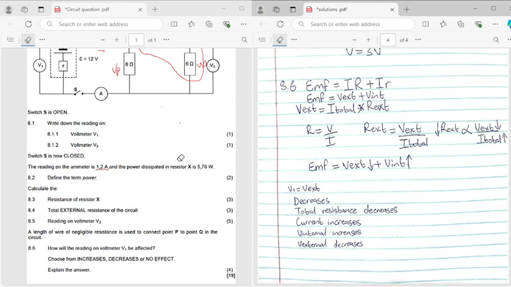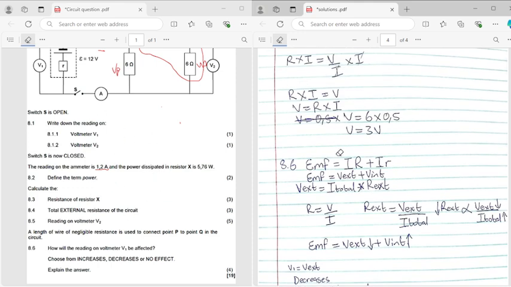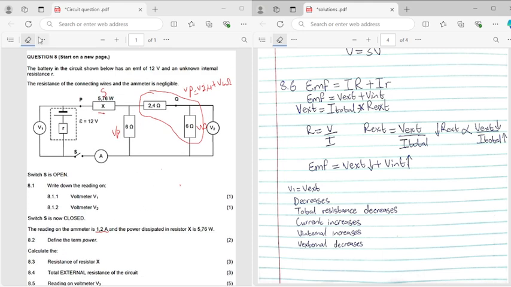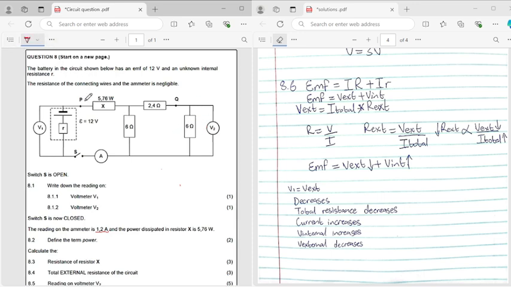So yeah, you're welcome to try other methods just to see if you can arrive at the same answer. Now for 8.6, they're telling us that a length of wire of negligible resistance is used to connect point P to Q. Right, so this is what they mean by that. I'm just going to try to draw the wire here. Yeah, this is the wire, it connects that side.